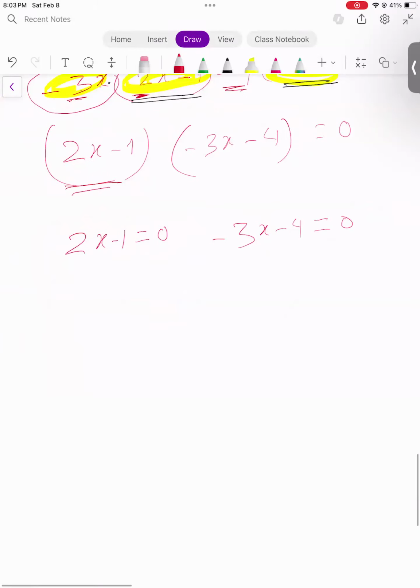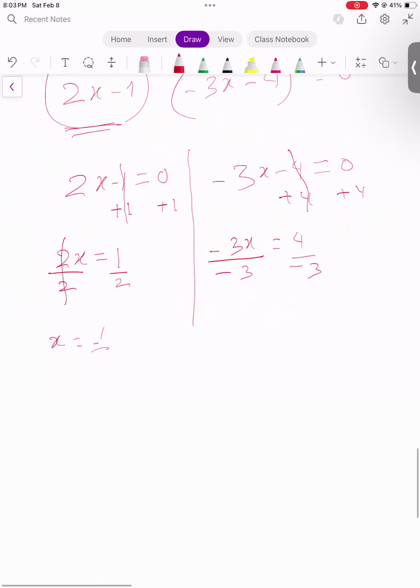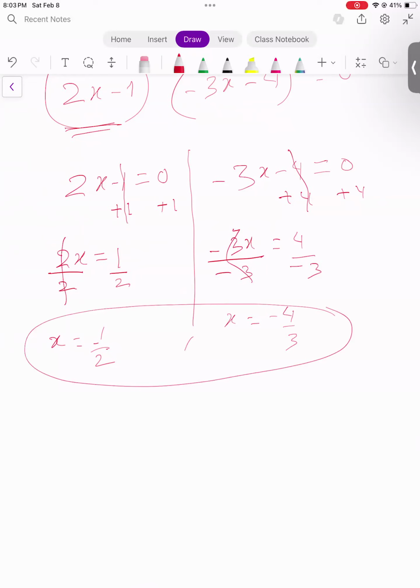Now these are linear equations, and we are solving linear equations. We add 1 on both sides here, and you add 4 on both sides. So we have 2x equals 1, and negative 3x equals 4. To get rid of 2, you divide by 2 on both sides. To get rid of negative 3, you divide both sides by negative 3. The 2 and 2 cancel, and we have x equals 1 half. The negative 3 cancels, and we have x equals negative 4 over 3. And these are the solutions for this quadratic equation.